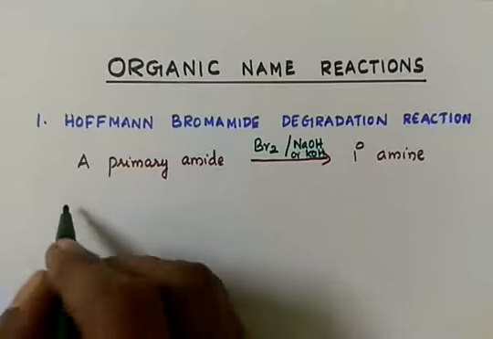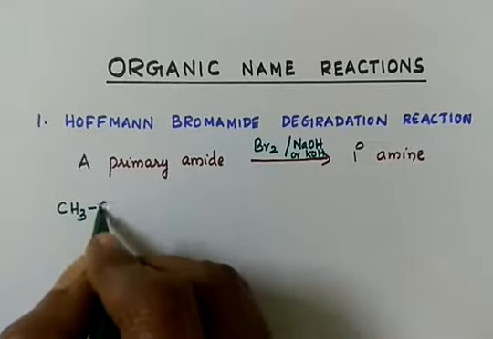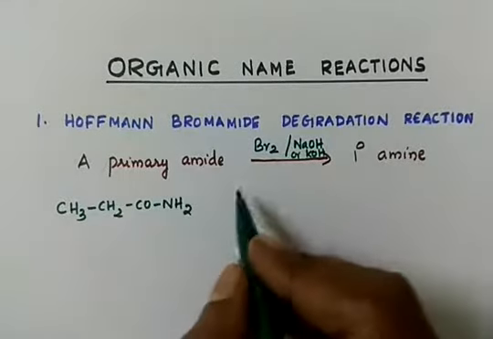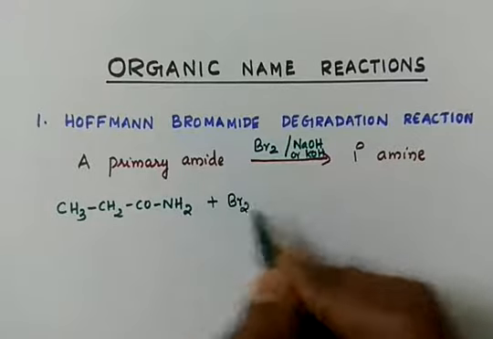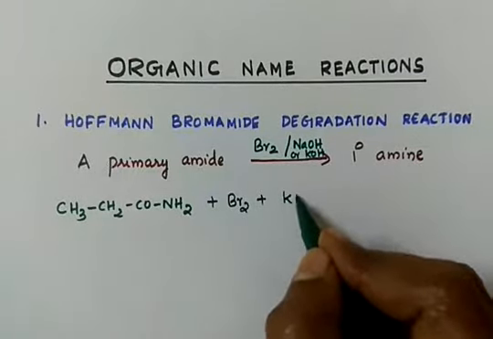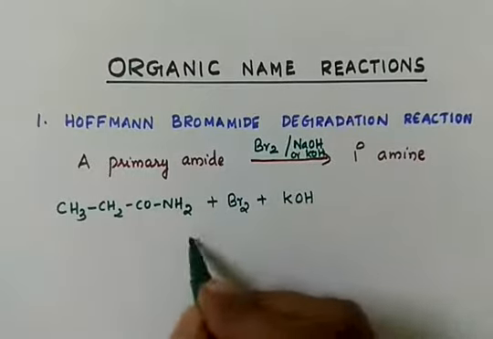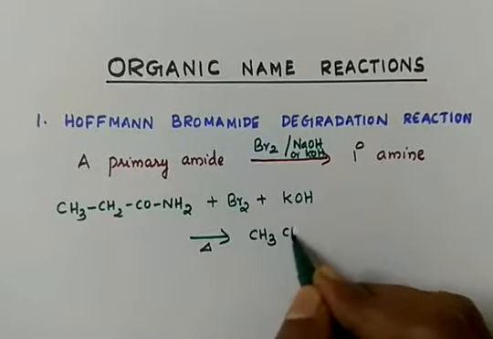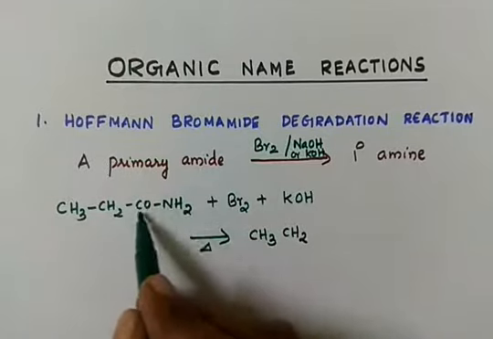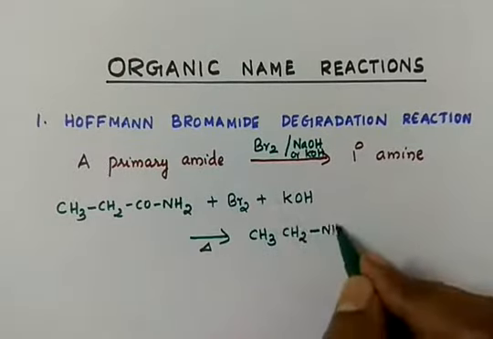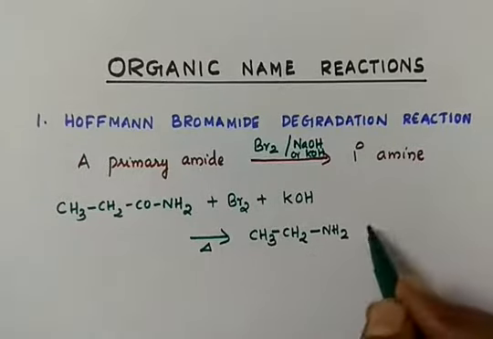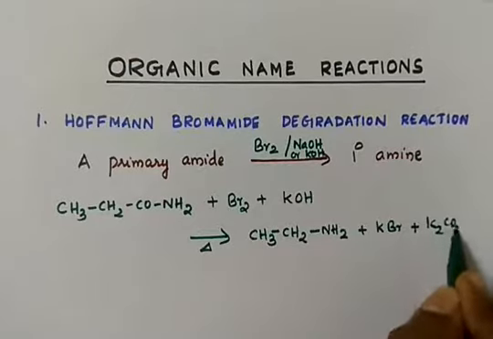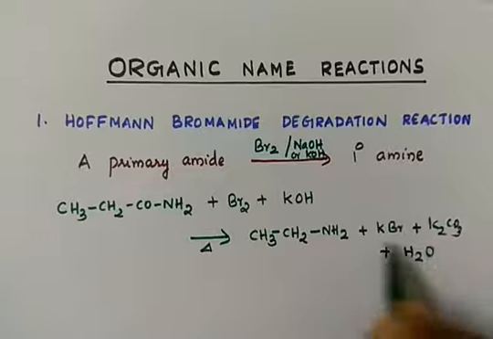Okay, let's write an example. CH3CH2CONH2. This is an amide. This amide is heated with bromine in the presence of sodium hydroxide or potassium hydroxide, and this gives CH3CH2NH2, where CONH2 becomes NH2, plus KBr plus K2CO3 plus H2O. These are the side products.